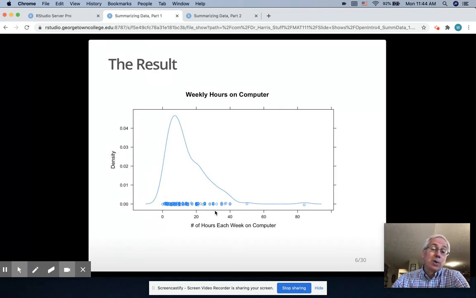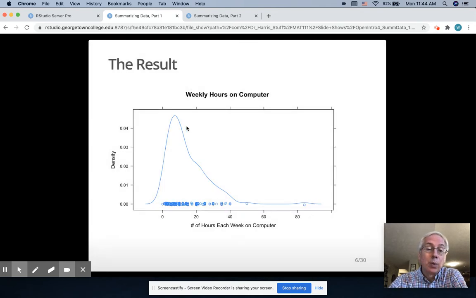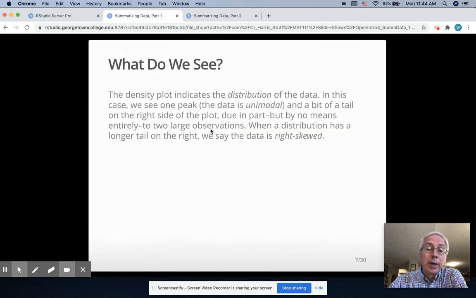So once we've got the density plot, we'd like to be able to describe it. And so there are two things that we're going to mainly focus on in terms of describing. One is the number of peaks that we have in our data set. This density plot has a single peak, one peak right here. And so we would call that unimodal.